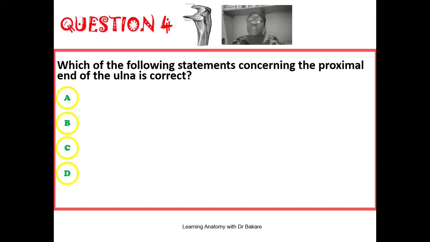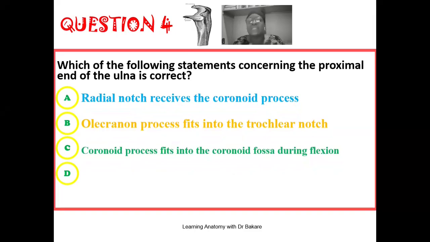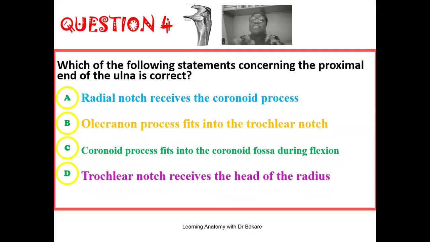But let's go to the fourth question, and this reads: which of the following statements concerning the proximal end of the ulna is correct? Is it the fact that the radial notch receives the coronoid process? Is it the olecranon process fits into the trochlear notch? Is it that the coronoid process fits into the coronoid fossa during flexion? Or is it that the trochlear notch receives the head of the radius?